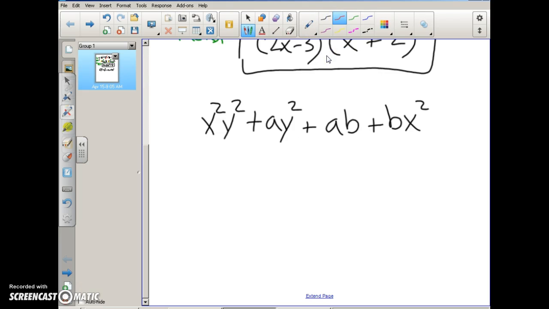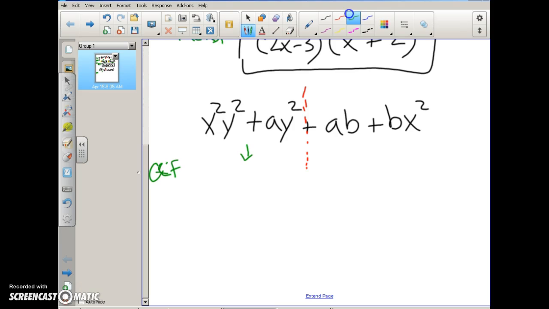So again, first step I'm going to do, separate. Draw my line in between. Okay, break it up into 2 separate groups. Next thing I'm going to do is find my greatest common factor from the first 2. So again, arrow comes down. Got to find the GCF. Sorry, that was a little mess up.